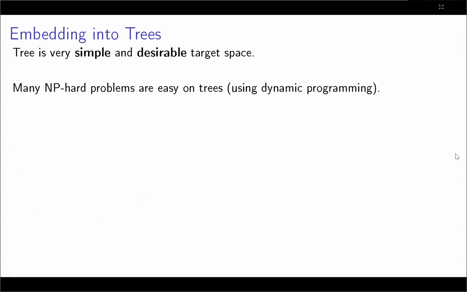Yeah, so a very simple one. As I said, we really like simple target spaces, and what we showed until now is high-dimensional Hilbert space, which is not very easy. One very simple and desirable target space is tree metric. Many NP-hard problems become easy on tree metrics. You can do dynamic algorithms, and we all like trees.